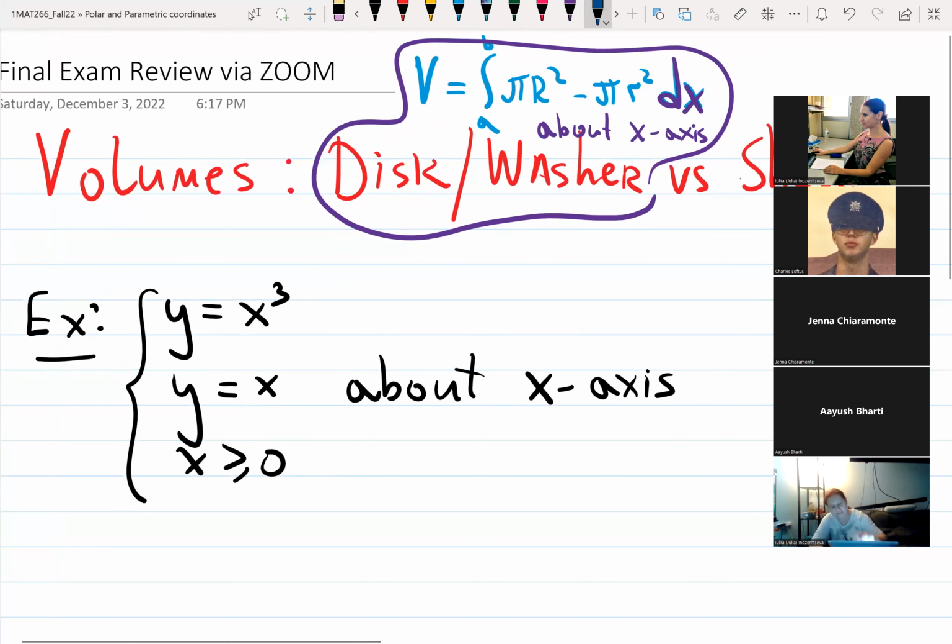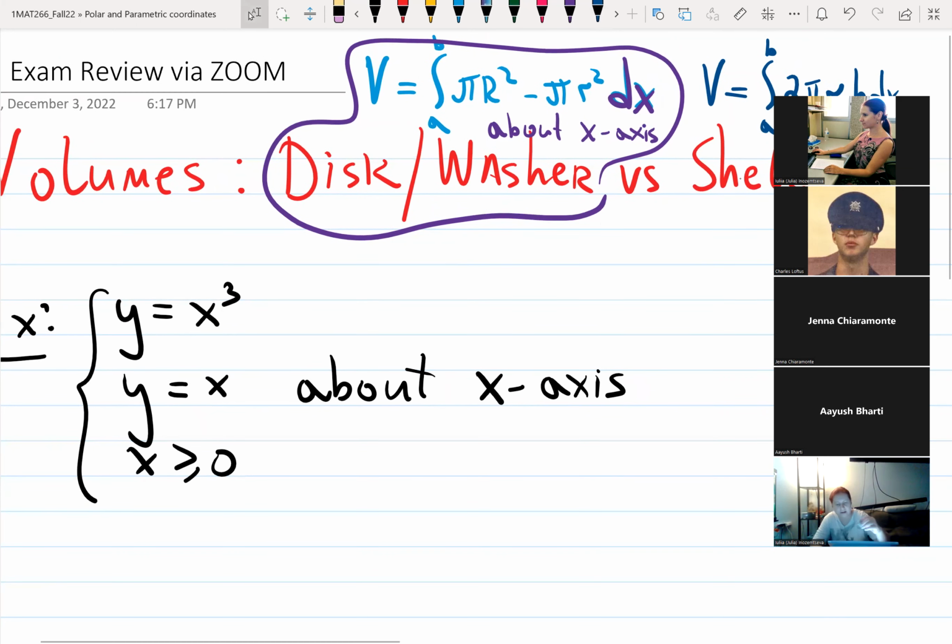Then for the shell, it's the other way around, and also the formula is different. V is the integral from a to b. Then what was the formula? 2 pi r, because it's the circumference, times h, and then the same thing, dx or dy. But in this case, rotation happens about the y-axis, or anything parallel to the y-axis if we do dx. So that is a big difference of which formula to use.